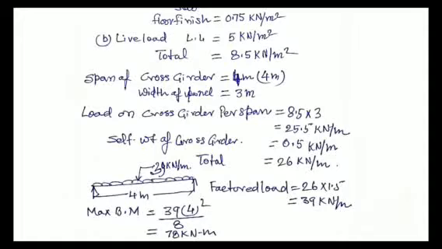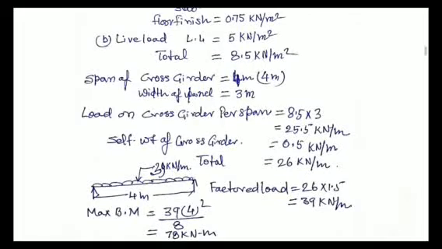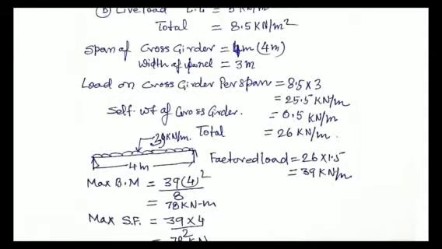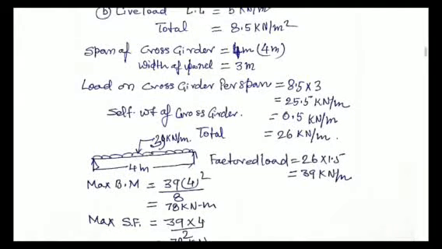Now live load on the cross girder. Live load is 5 kilonewton per square meter. So addition of live load and dead load gives the total load on the cross girder, that is 8.5 kilonewton per meter square. Now span of cross girder is 4 meter because the width of walkway is given 4 meter as shown here in this drawing.